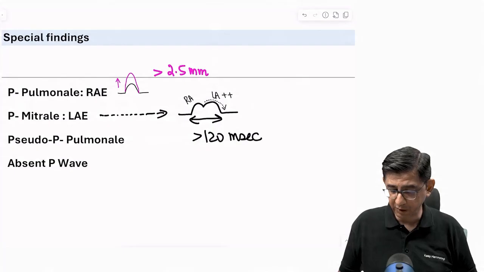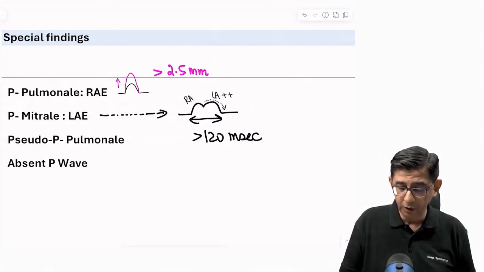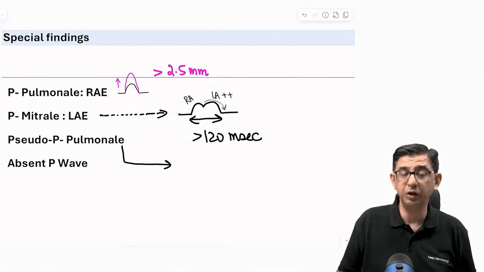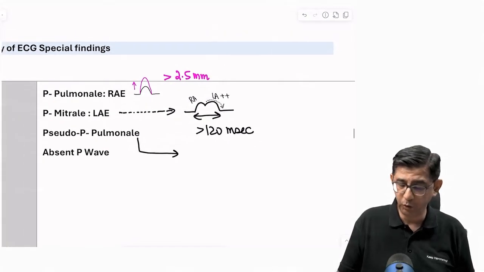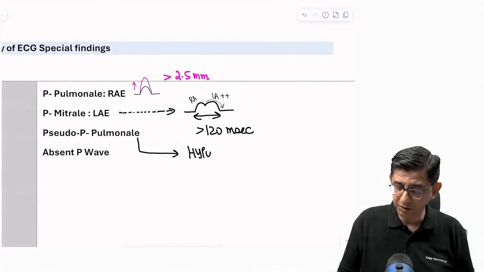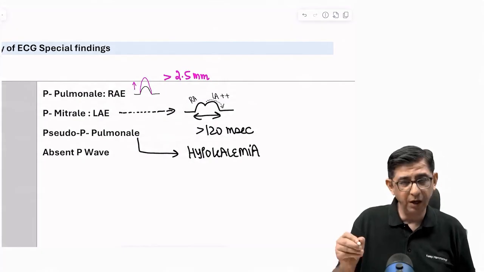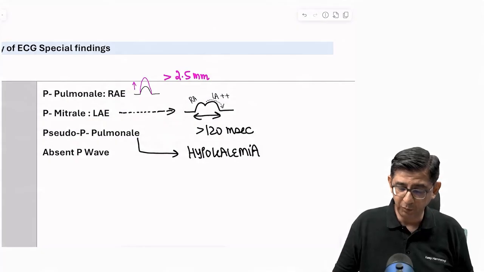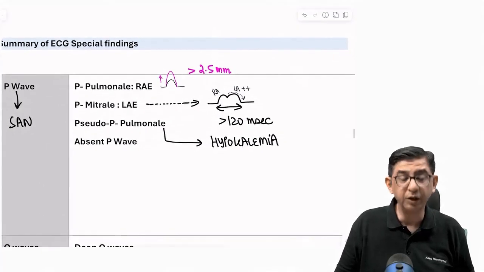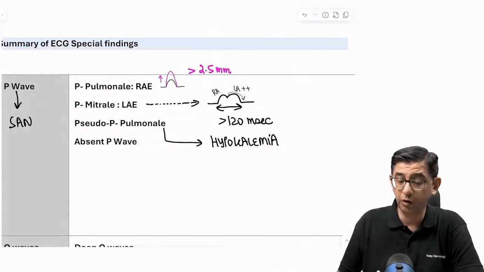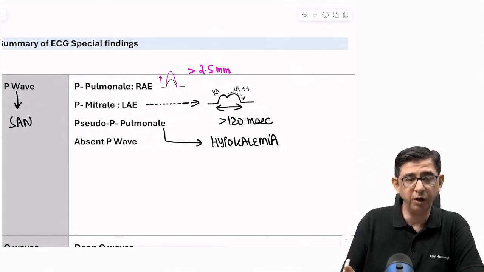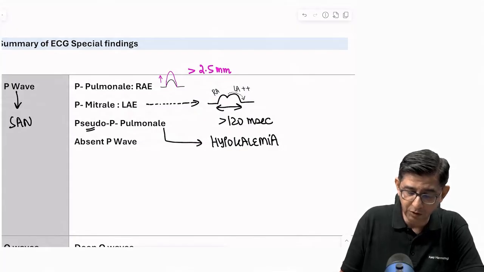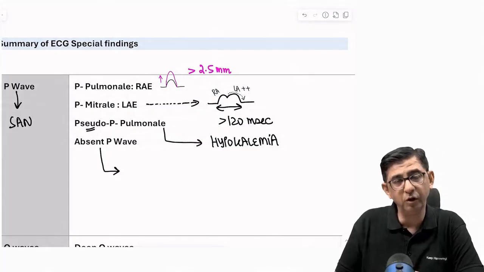Then comes the aspect of pseudo P pulmonale. Pseudo P pulmonale is a feature which is seen with electrolyte imbalance, that is hypokalemia. I have also discussed the ECG findings of hyper and hypokalemia even in the kidney section, and I will be doing so subsequently here also with respect to potassium, that when potassium becomes lesser, we have an increase in the vertical height of the P wave. It's called pseudo because there is no chamber enlargement. It is electrolyte imbalance. That's why we call it pseudo.